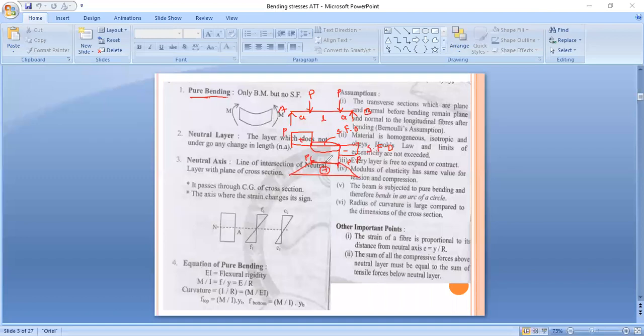So pure bending means shear force is 0, and at that point bending moment is constant. This portion is called pure bending. Already you studied it in Introduction to Solid Mechanics; we just revise here. So pure bending is nothing but shear force is 0 and bending moment is constant. Here only bending moment is present and shear force is 0. So this is pure bending. Okay, got it?